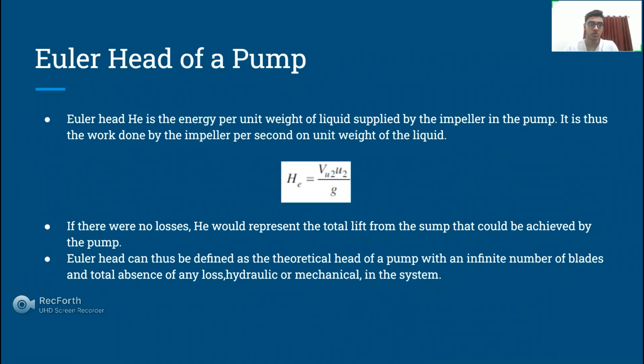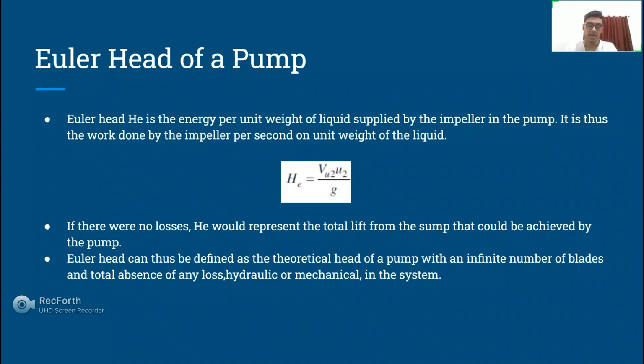Next is the Euler head of a pump. Euler head He is the energy per unit weight of liquid supplied by the impeller in the pump, and it is thus the work done by the impeller per second on unit weight of the liquid. By considering the radial entry at the inlet, the Euler head is represented as He is equal to vw2 u2 by g. And if there were no losses, He would represent the total lift from the sump that could be achieved by the pump.